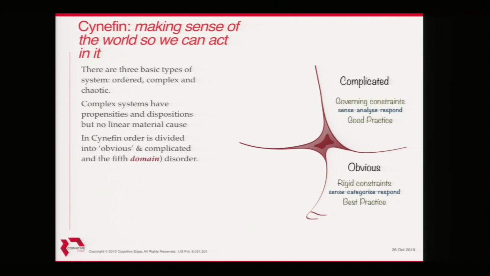In obvious order, the level of the constraint is so high that everything is completely predictable, so we have the domain of best practice. Yeah? Our decision model is we sense data, we categorize it based on what we already know, and we make decisions accordingly. Yeah? So, for example, we all know, don't we, that in civilized countries, people drive on the left-hand side of the road. So if you're in a civilized country and you drive on the right-hand side of the road, you can expect negative consequences.